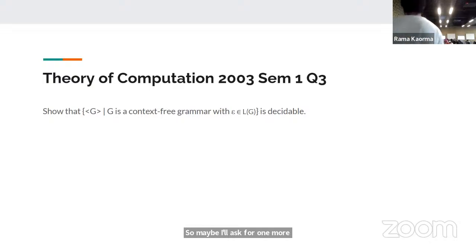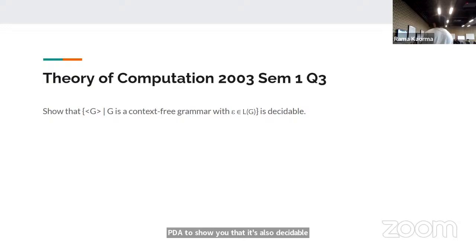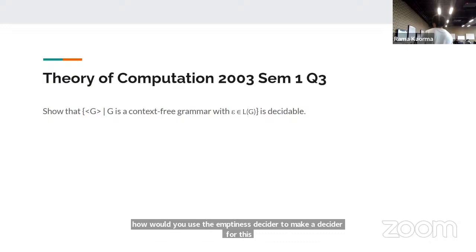Yep. My idea, I don't know if this is correct at all, but was to use the emptiness problem of DFAs, which we know is decidable, to construct an equivalent PDA to show that it's also decidable. The emptiness Turing machine that decides that uses that. The emptiness problem of DFAs. So how would you use the emptiness decider to make a decider for this? I didn't get to that, but that was my idea.